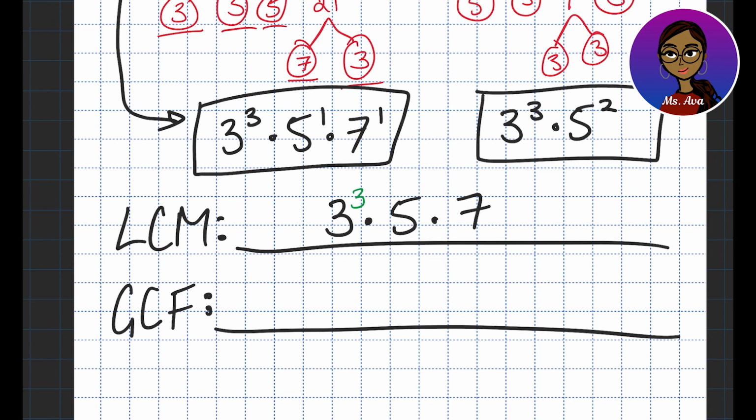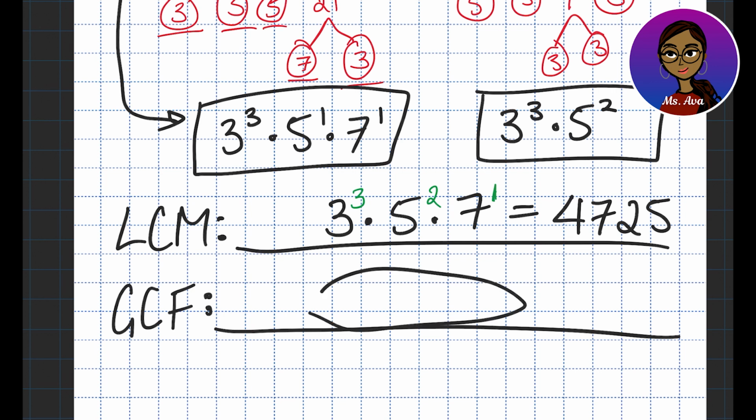And then for the 5, I do the same thing. I'm going to compare those two. And since the 2 is bigger, we use the 2. And then for the 7, there's only one 7, and so that's the one exponent that I have to use right there. So when we multiply that out, that's going to give us the LCM, which ends up being 4,725.